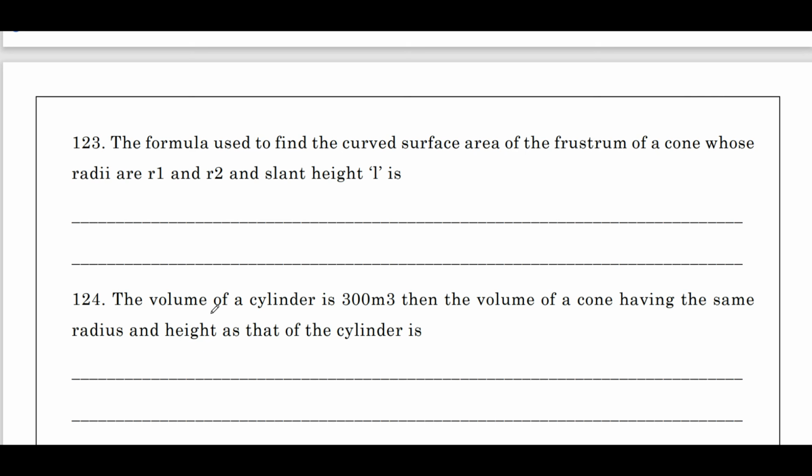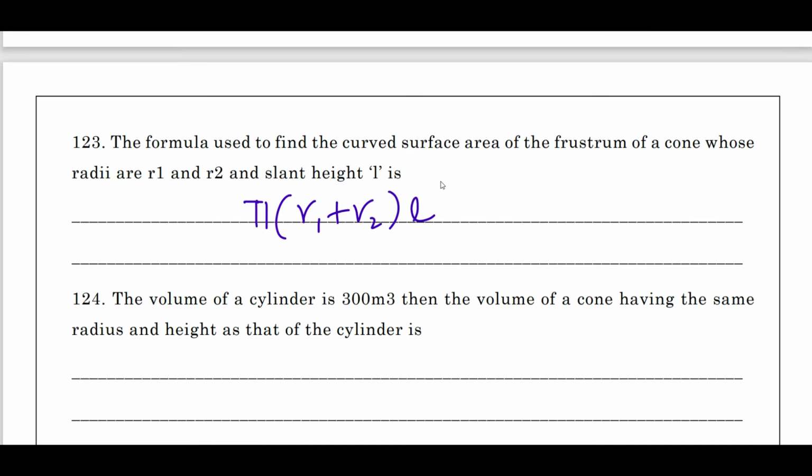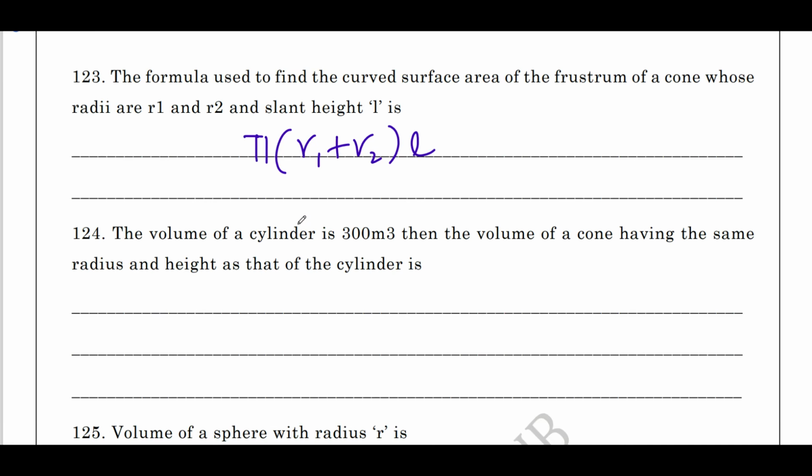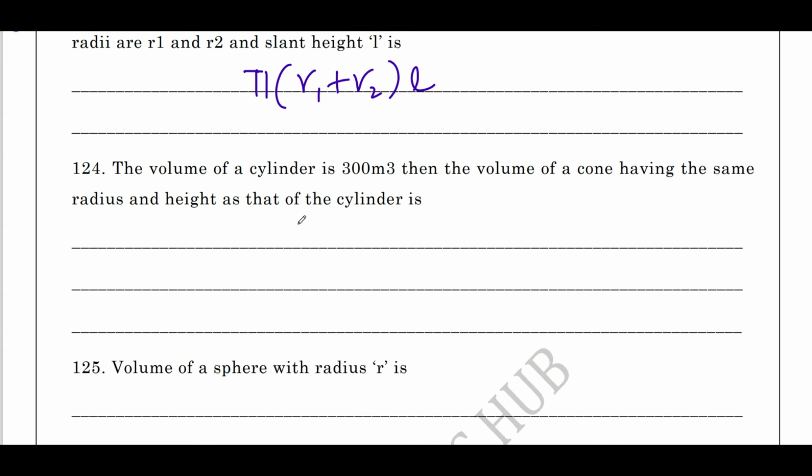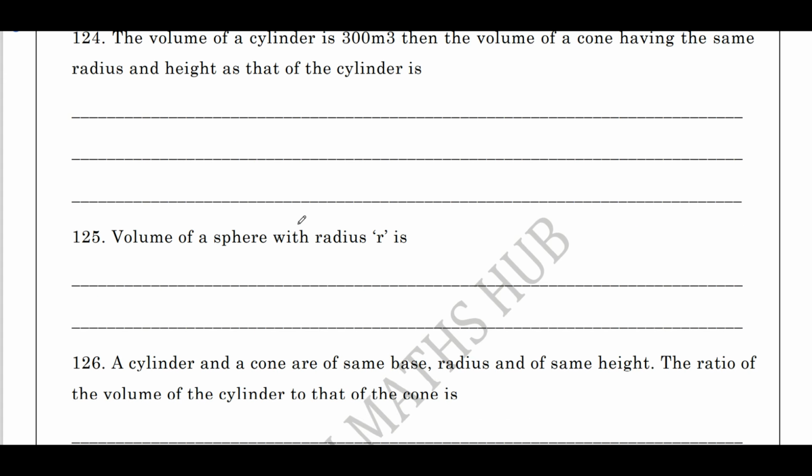The formula used to find out the CSA of frustum of a cone whose radii are R1 and R2 and the slant height is L is pi into R1 plus R2 into L. Again the repeated question, the volume of cylinder is 300 meter cube, then the volume of cone is 300 by 3, we get 100 meter cube.